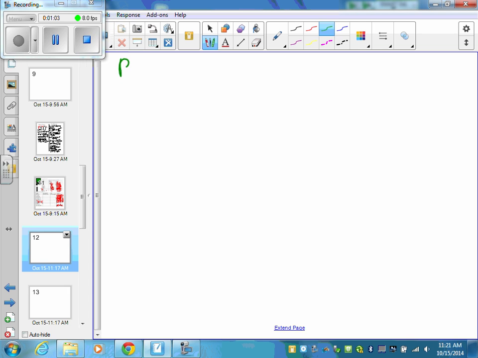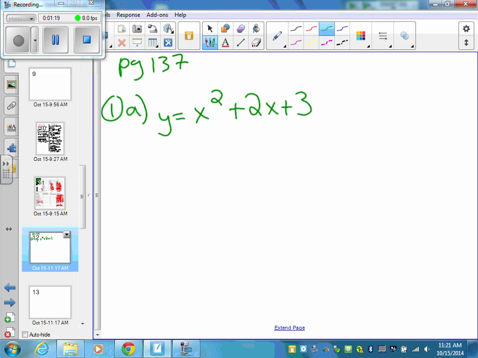Okay, so on page 137, I would like to do 1A, just to refresh what we're doing. So here we have y equals x squared plus 2x plus 3. The question asks us to write this quadratic function in vertex form and state the coordinates of the vertex. So our first step is always we're going to group those first two terms. Looking at those first two terms, now what we're going to do is factor out the a value. In this case, the a value is 1, so we don't need to do the factoring.